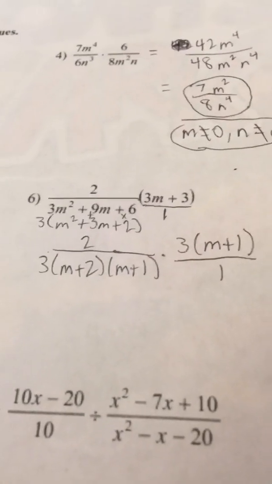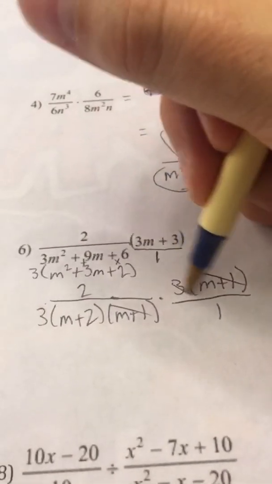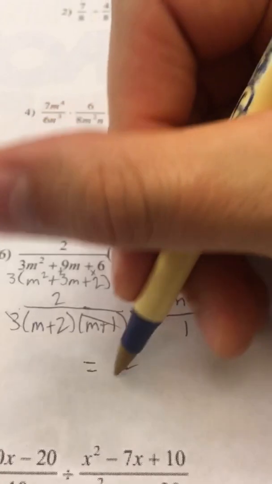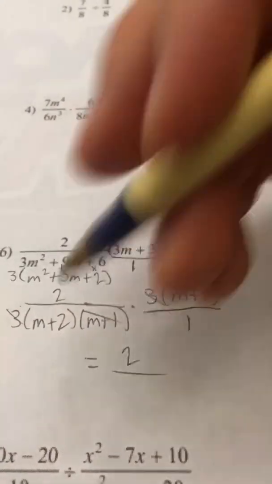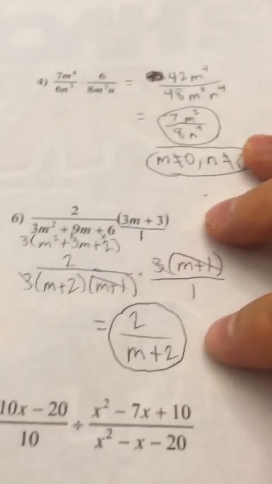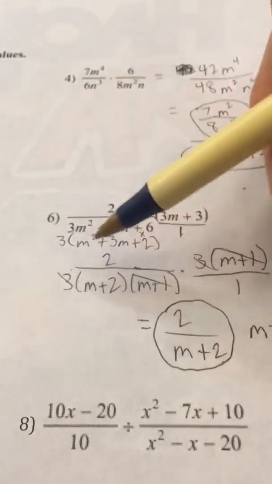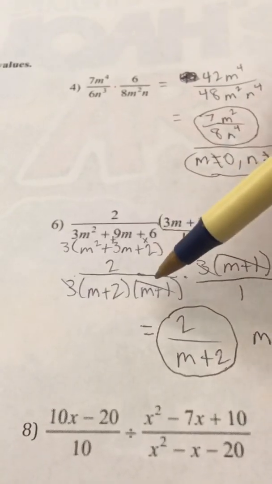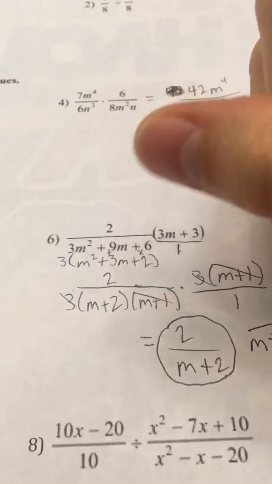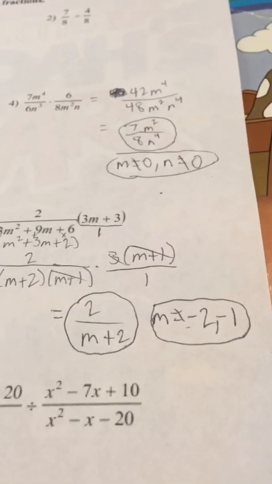So I factored everything. Do you see anything that could cancel? See m plus 1s and also the 3's. So I'm going to be left with just 2 on top and then m plus 2 times 1. That 1 doesn't really matter. So just m plus 2 on bottom. And then as far as excluded values, m cannot equal, again, look at your work. There's no variable in the 3. It doesn't matter. I cannot get negative 2 or negative 1. Those would give me 0 on the bottom. Remember, you cannot divide by 0. All right, so m cannot equal negative 2 or negative 1.